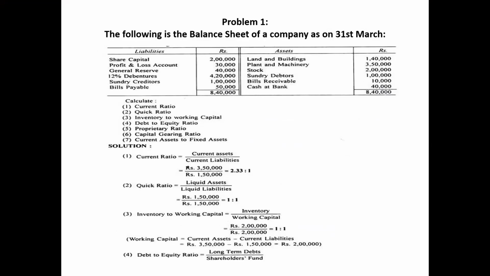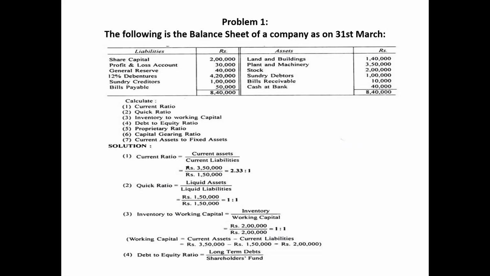Now, the formula for current ratio is current assets divided by current liabilities. Now, the very first task for you all is to identify current assets from the asset side of the balance sheet. So, current assets are assets which can be converted into cash within a year. So, what are current assets then? Current assets are cash at bank, bills receivable, sundry debtors, and stock. These are current assets. And what are current liabilities? The same, which are payable within a year. So current liabilities are bills payable and sundry creditors, right?